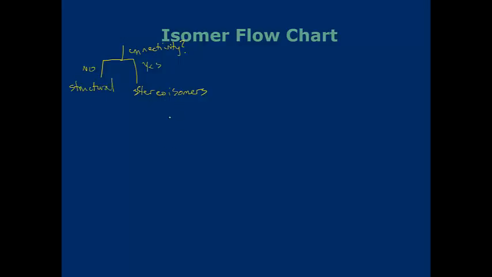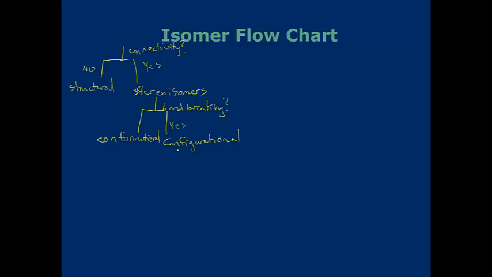Alright, so we've gotten to stereoisomers. Now, let's go into how to classify this further. The next question we have to ask is, do we need bond breaking to interconvert? Do we need to break bonds? If yes, we're talking about configurational isomers. If no, we're talking about conformational.